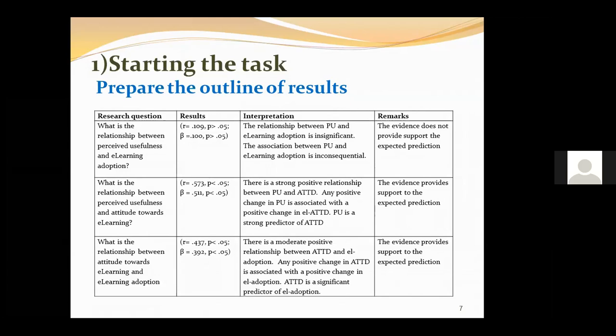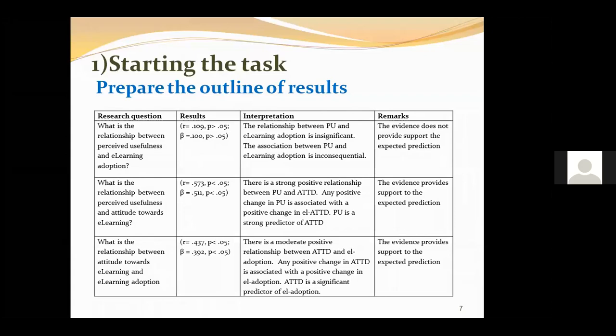So you can make an outline of your results in this form. Have a column on your research question or hypothesis, whatever it may be. Then have a column of your results, the interpretation. Okay, then have a column on the remarks. It is on the remarks that you are going to base your discussion. When you present an outline like this, you will see that life will be made easy.